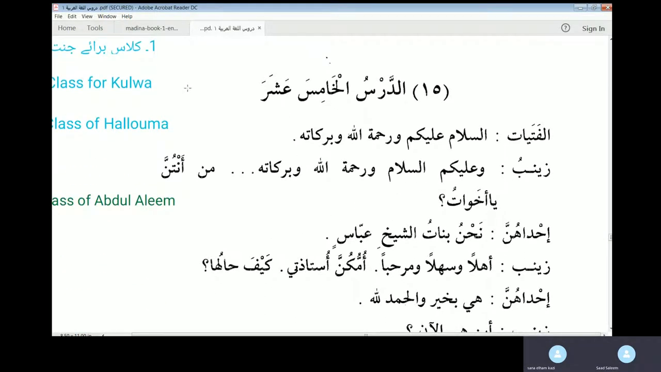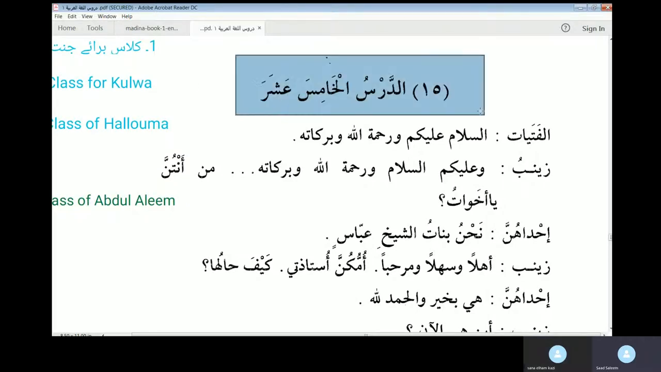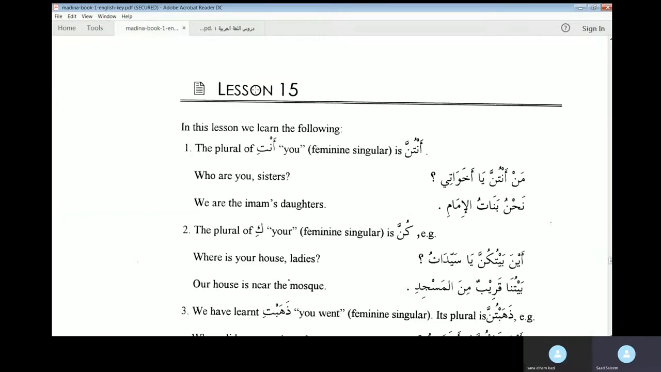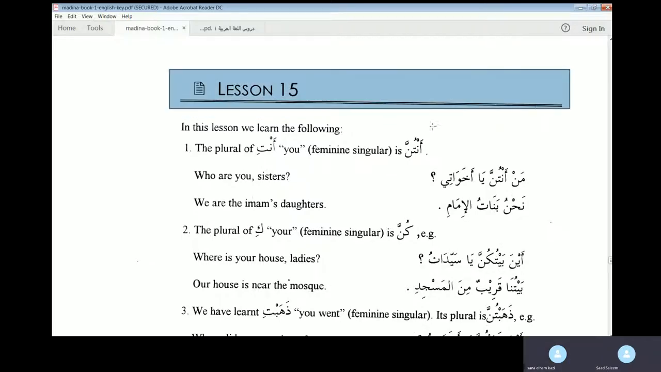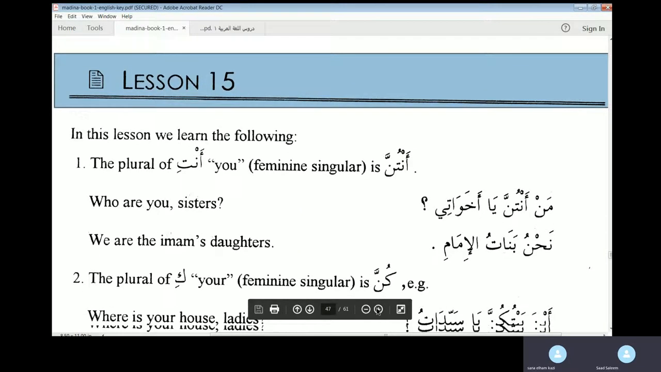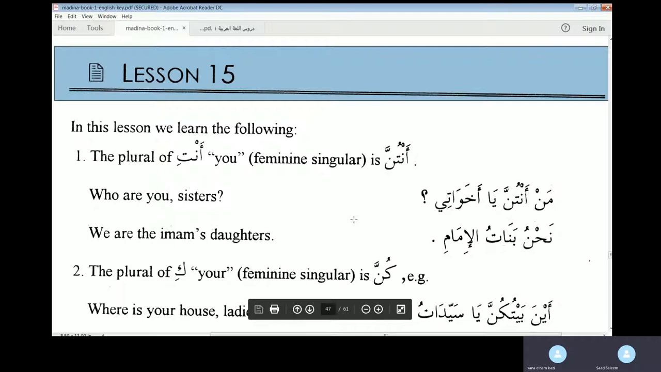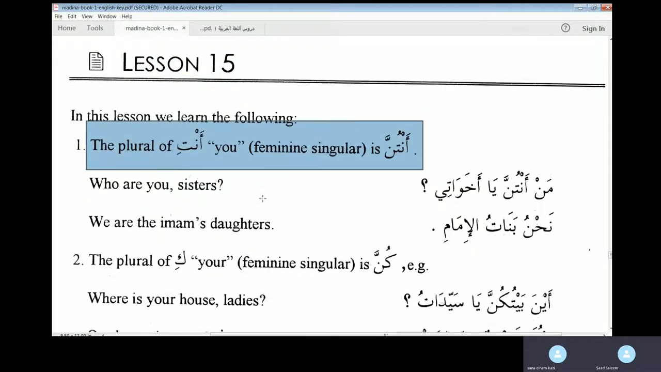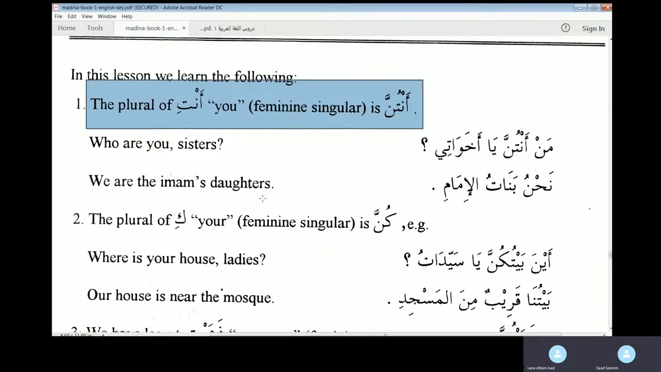Okay, then we have the 15th lesson of Daroos-ul-Lughat-ul-Arabia. Start reading the grammar. In this lesson, we learn the following. The plural of anti, you, is antunna. Man antunna ya akhawat? Who are you, sisters? We are the imam's daughters. Nahnu banat al-imam.